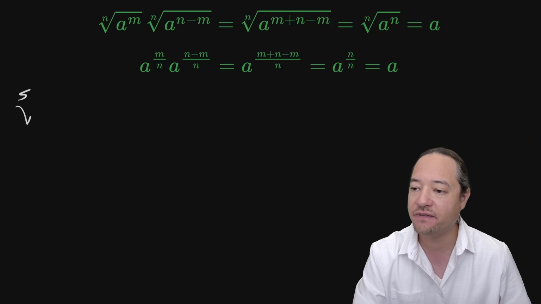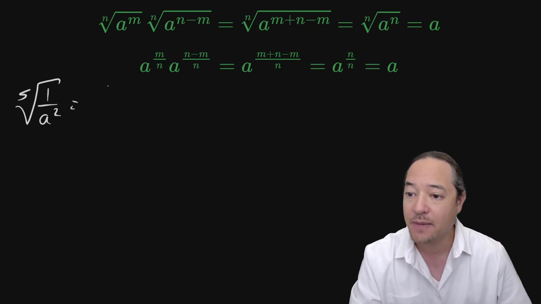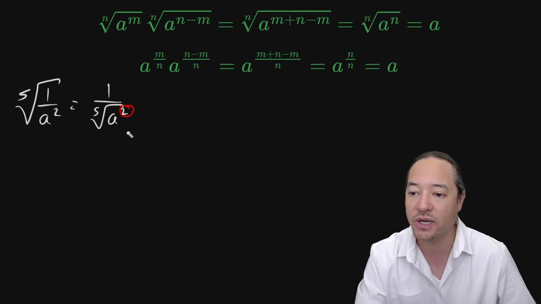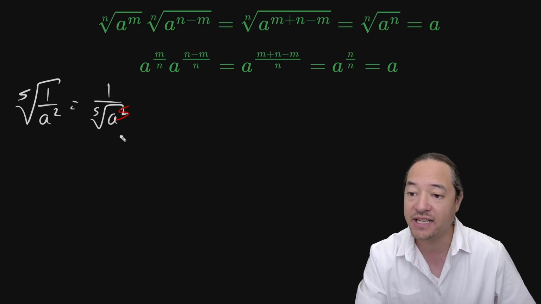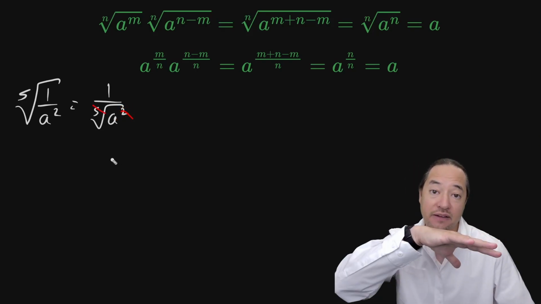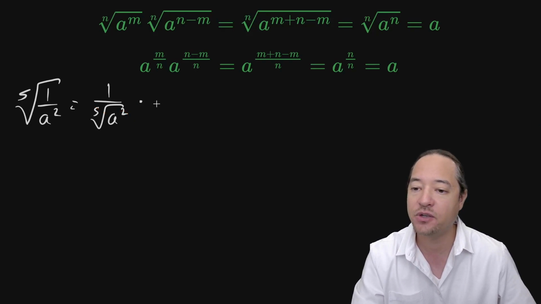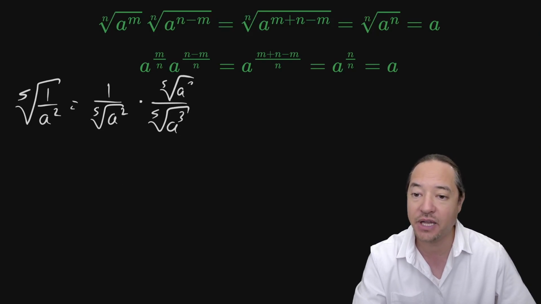What if I'm taking the 5th root of 1 over a squared? Okay, that's the example I want to look at. Well, that's the same as 1 over the 5th root of a squared, and I'm trying to essentially get this 2 and make it into a 5, because if I can get the 5th root of a to the 5, then these will cancel, and I will have eliminated the radical sign, right? So how do I do that? Well, I'm going to have to multiply this essentially by the 5th root of a cubed. Right, and I have to do that to the top and bottom.